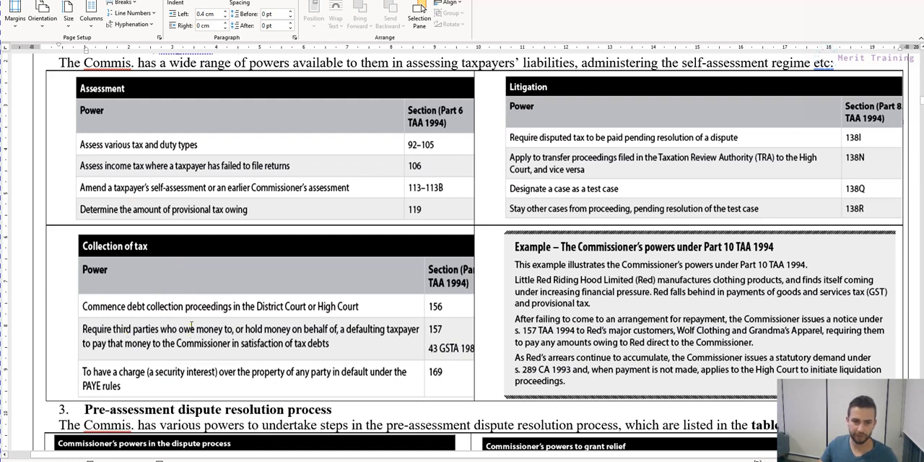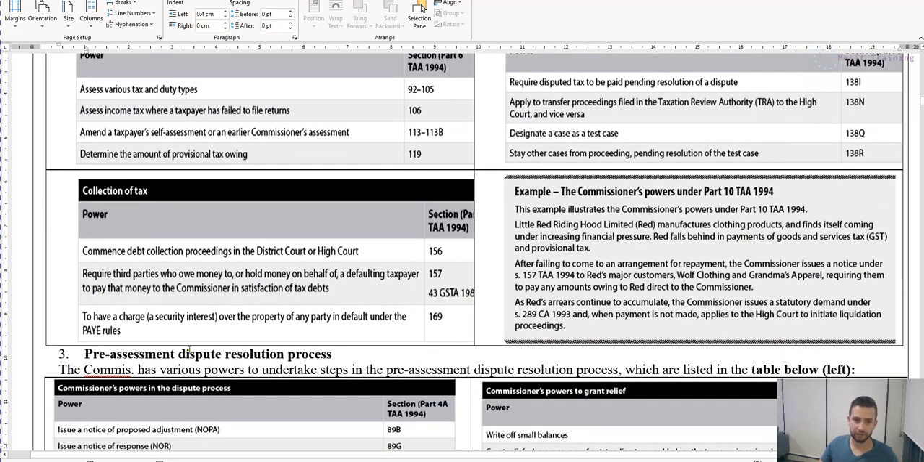They can also require third parties who owe money or hold money on behalf of a defaulting taxpayer to pay that money to the Commissioner in satisfaction of tax debts. Whether that's a loan or owing, or maybe a withholding tax that's been set aside, or even potentially bank accounts, the Commissioner will just say, look, we have this debt, we're going to collect this asset that the other taxpayer owns or is owed, and we're going to collect that to satisfy their tax debts. And then finally, to have a charge, i.e. a security interest over the property of any party in default under the PA rules.